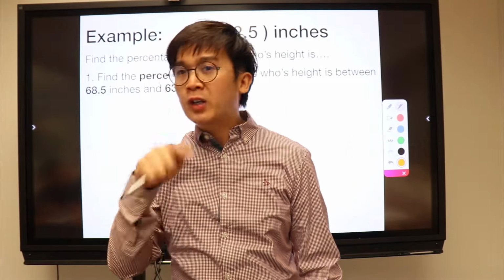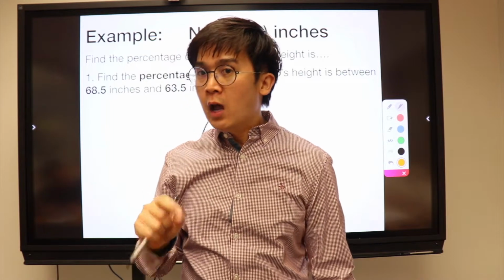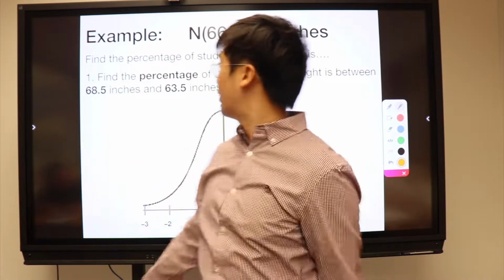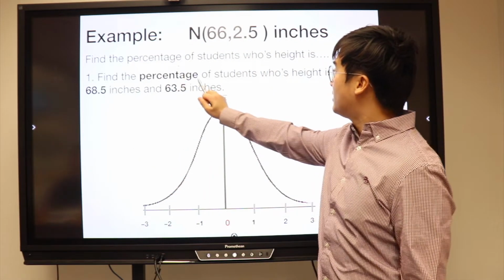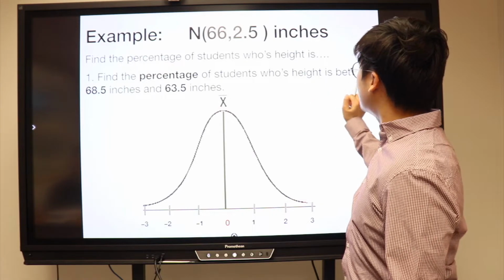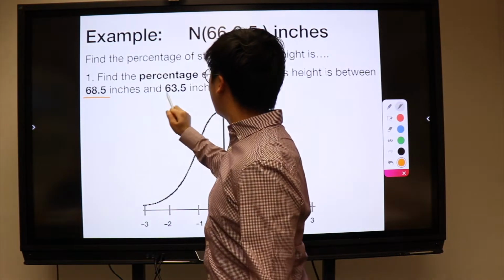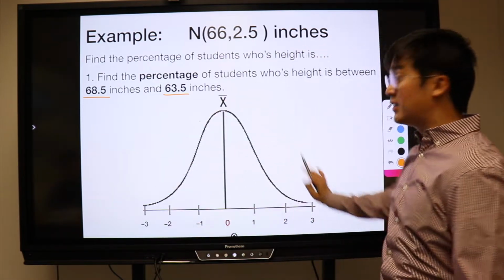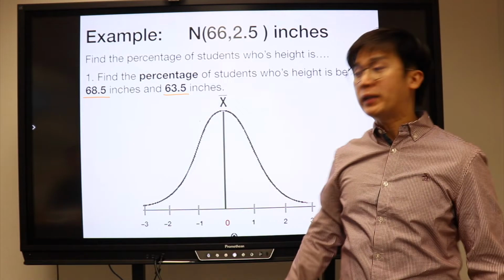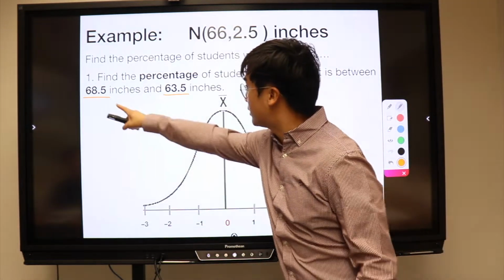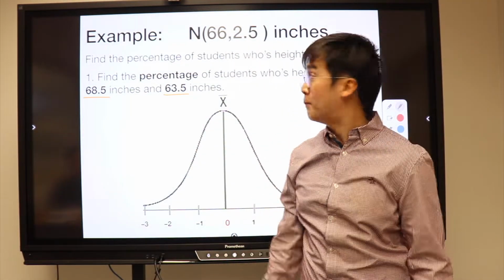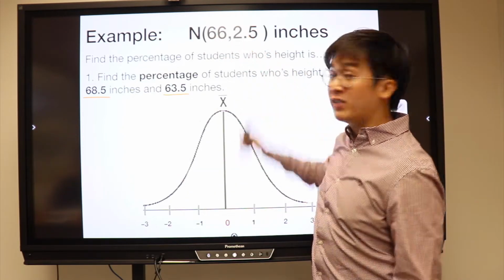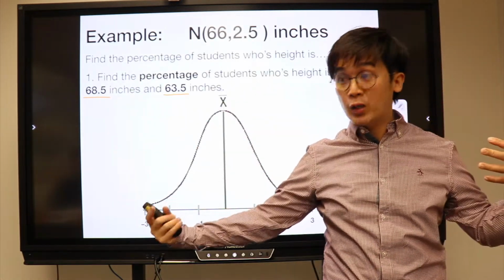Now, we're going to change the question into the percentages of students based on their height. For example, this one. Find the percentage of students whose height is between 68.5 inches and 63.5 inches. And how are we going to convert this in our normal curve? We're going to complete this standard deviation into these inches based on 66 as our middle and 2.5 as our standard deviation. So we're going to complete our normal curve.